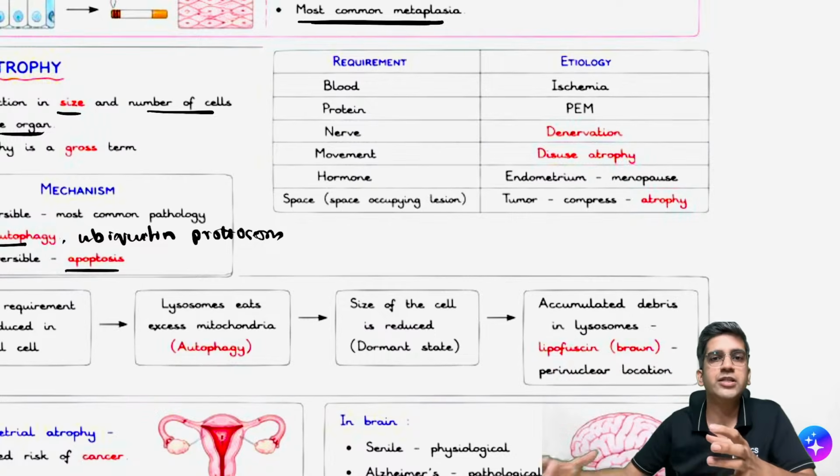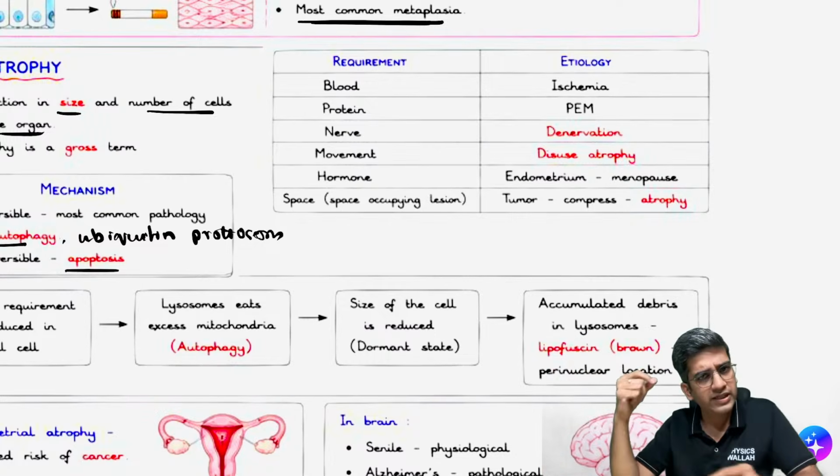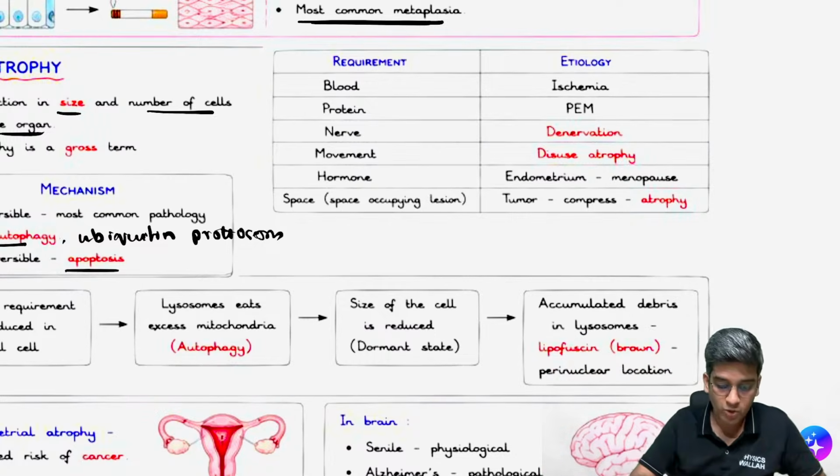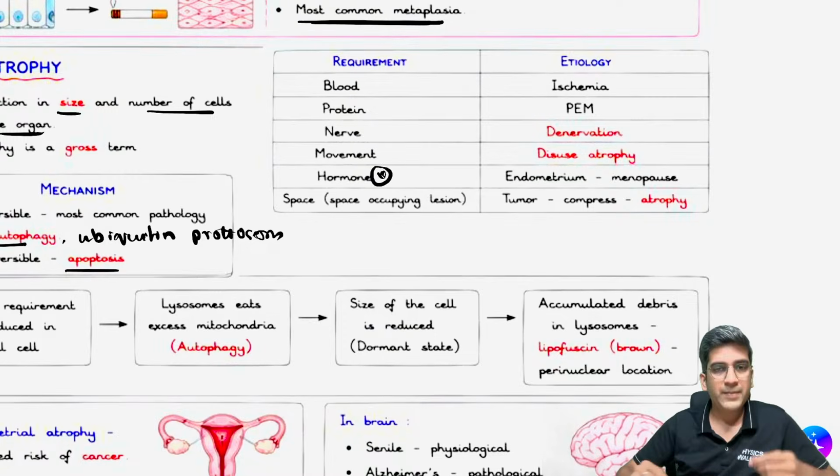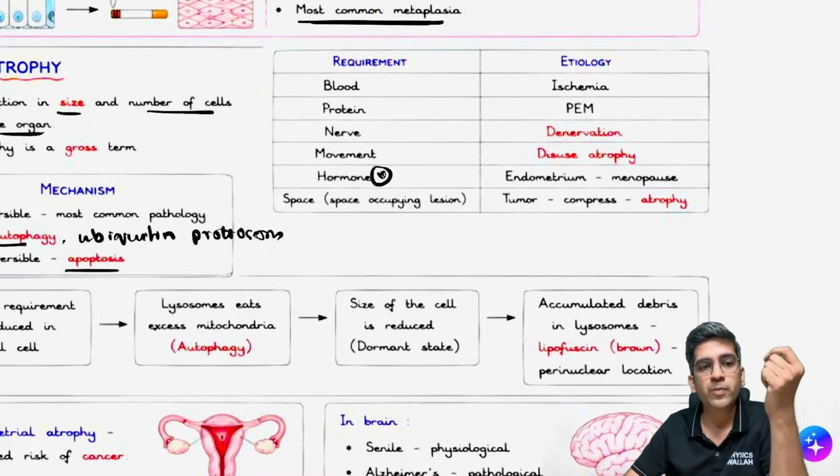Hemiplegia, the nervous system is not working. I'm not able to move the limb. It will get atrophied by default, right? Hormonal atrophy. Put a star mark here. Menopausal. Post-menopausal, endometrium cannot divide.